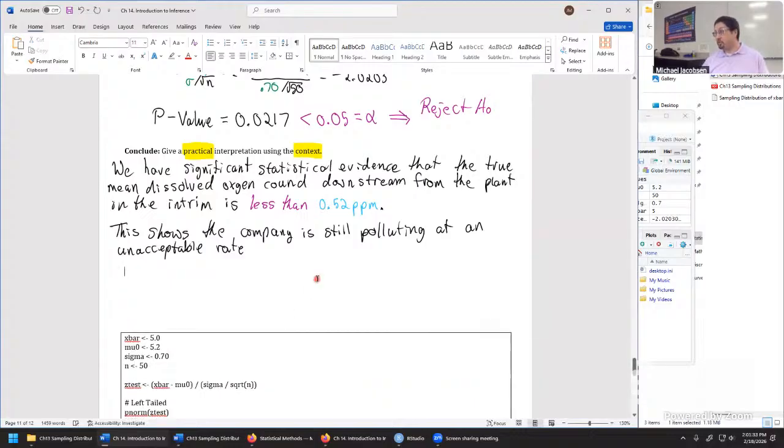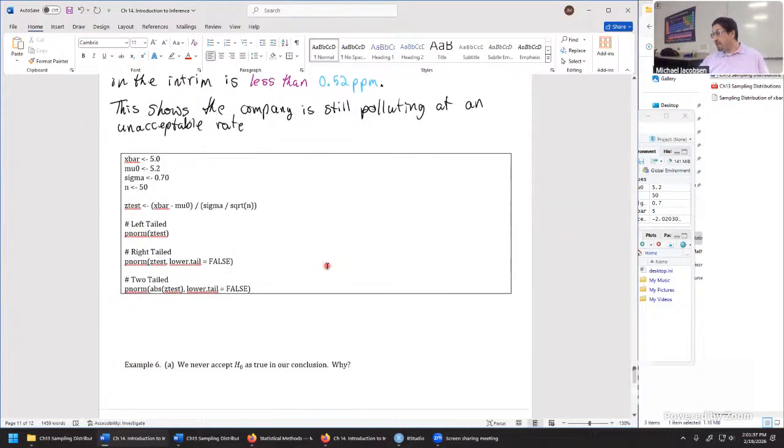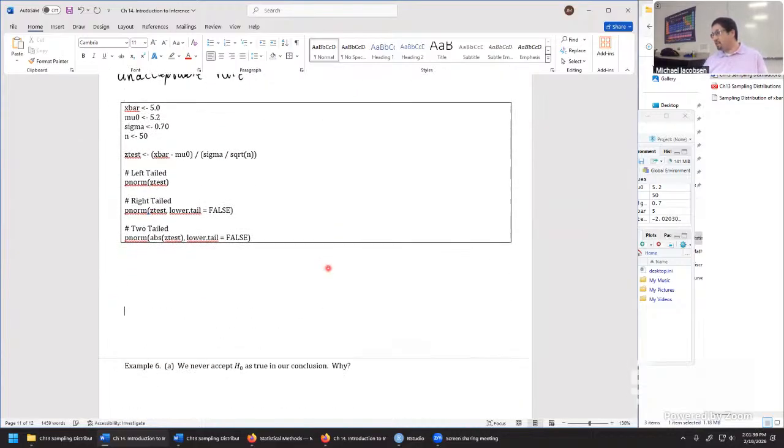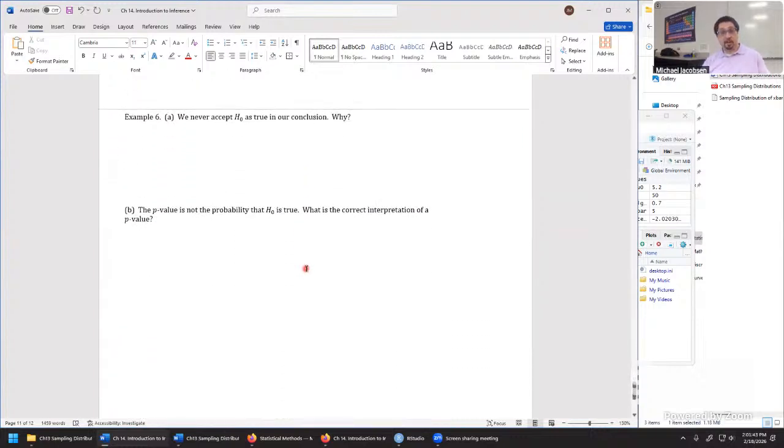So that's the full walkthrough on hypothesis testing. There's really lots to say about it. And to end the topic, we're going to look into just a couple more statements, some concept questions like we did with confidence intervals, specifically for hypothesis testing. So first one is, we never accept the null as true in our conclusion.